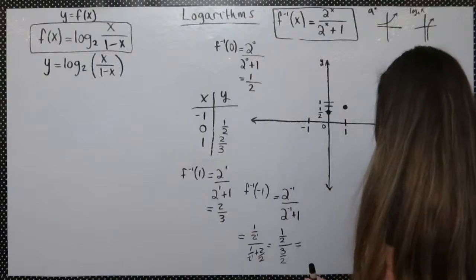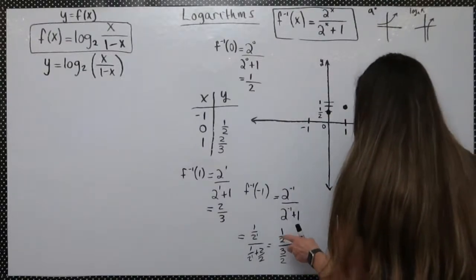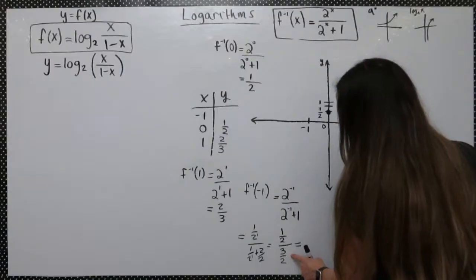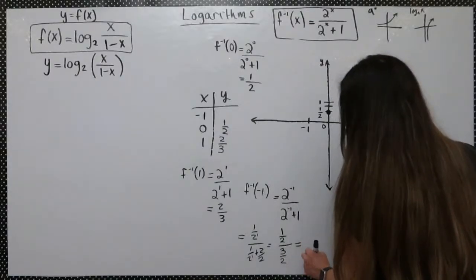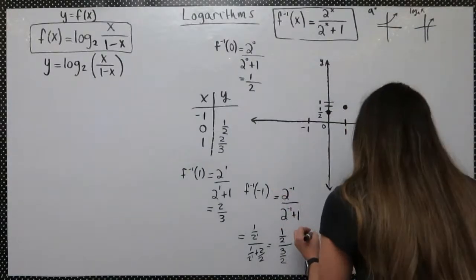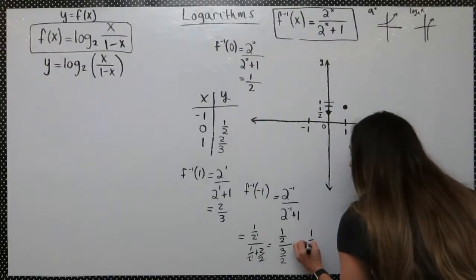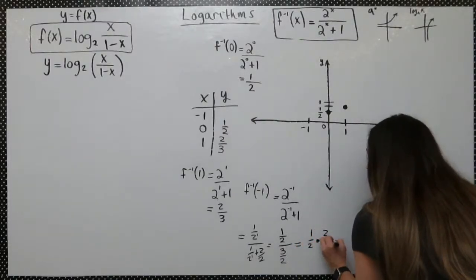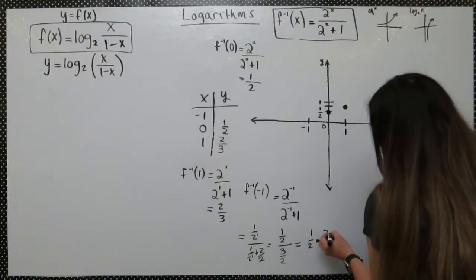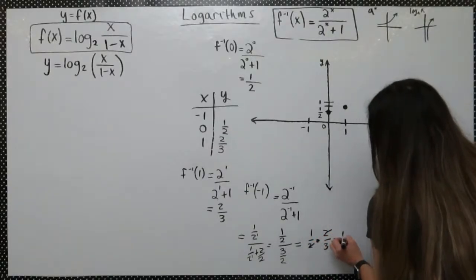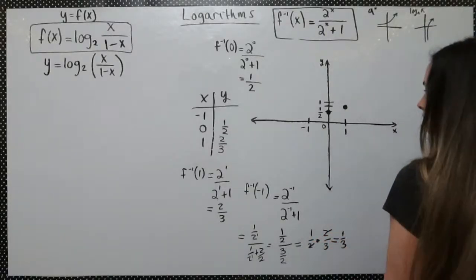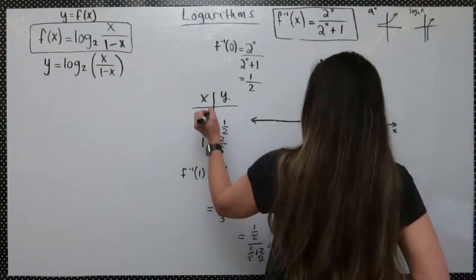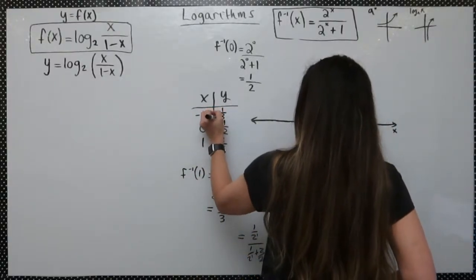And then when you divide fractions, what you're doing is you're inverting and multiplying that second term, the denominator. So that's going to give me 1/2 times 2/3. The 2's will reduce down, and that's giving me 1/3. So it looks like -1 is giving me a value of 1/3.